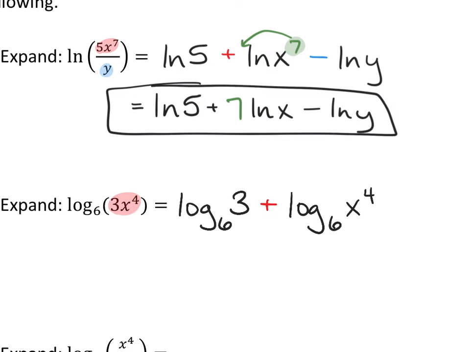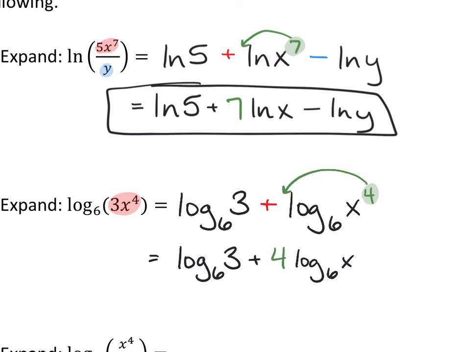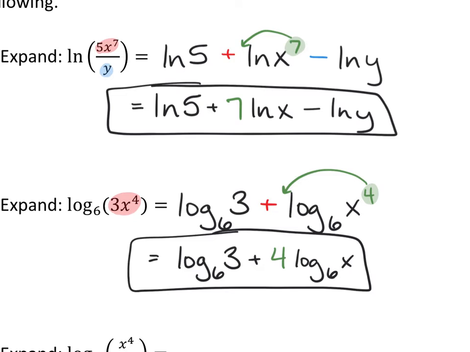One more step to finish cleaning this up. What is it? Bring the 4 to the front. Yeah, we need to move this 4 all the way up to the front, which means this would be log base 6 of 3 plus 4 log base 6 of x. Fabulous.